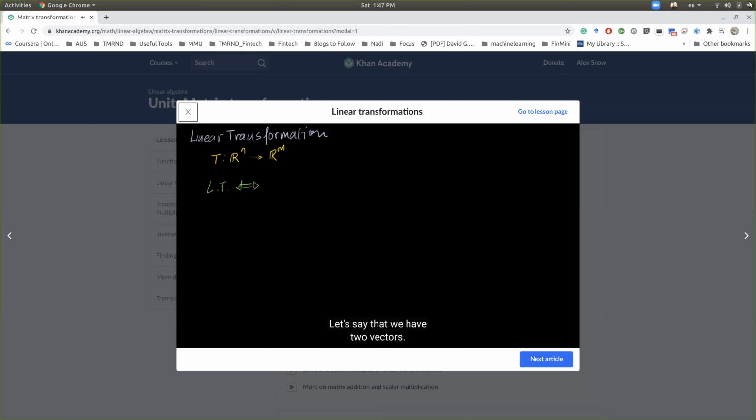Let's say that we have two vectors, vector A and vector B, both members of Rn. So they're both in our domain. Then this is a linear transformation if and only if the transformation of the sum of our two vectors, if I add them up first, is equivalent to taking the transformation of each of the vectors and then summing them. That's my first condition for this to be a linear transformation.